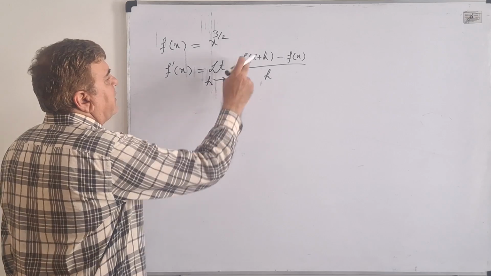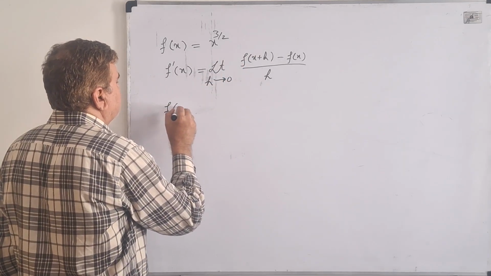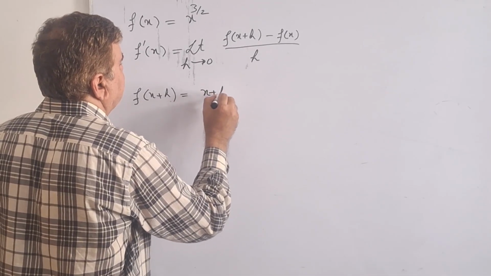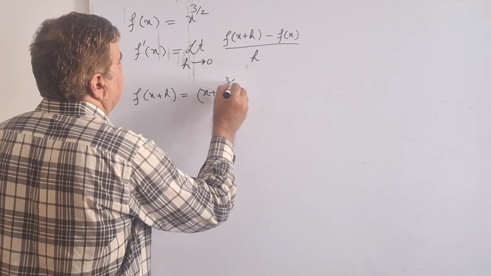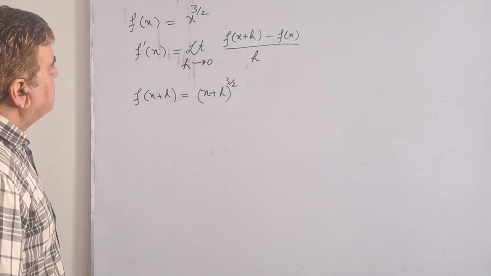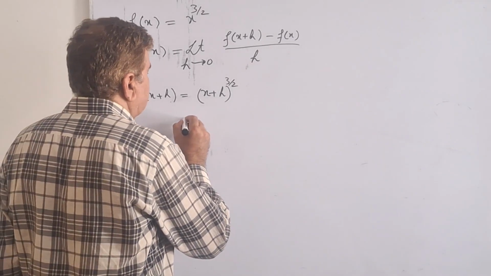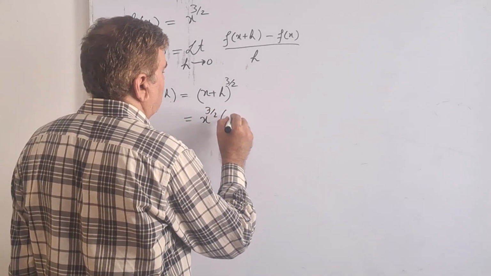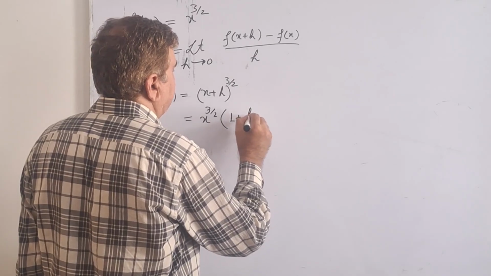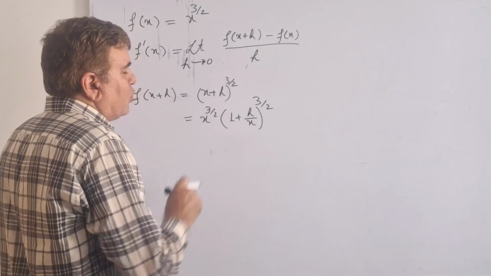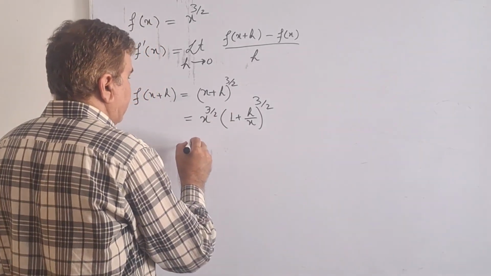So that means I need to construct this thing, so that is x plus h, which means I have (x plus h) power 3 divided by 2. And I can write this in the form x power 3 divided by 2 into (1 plus h divided by x) power 3 divided by 2. So I can now use the binomial expansion on this.